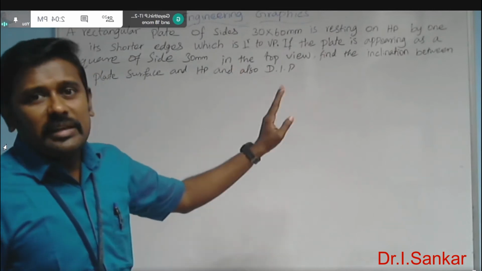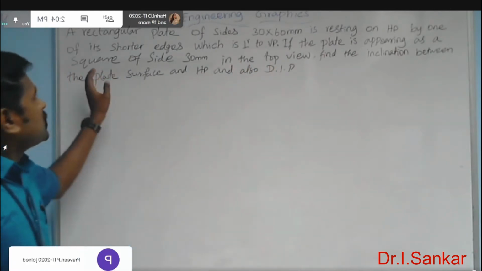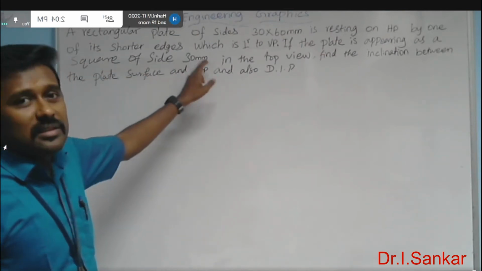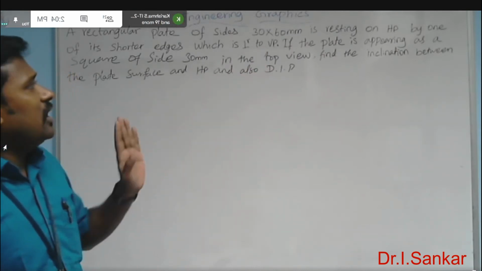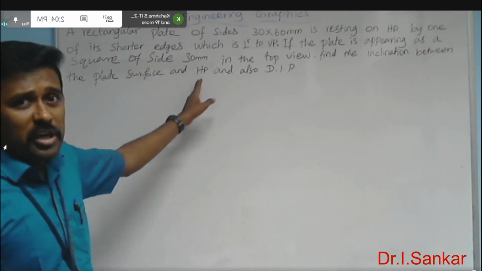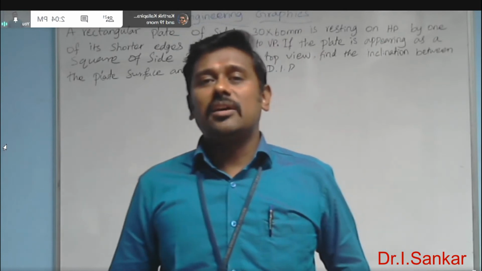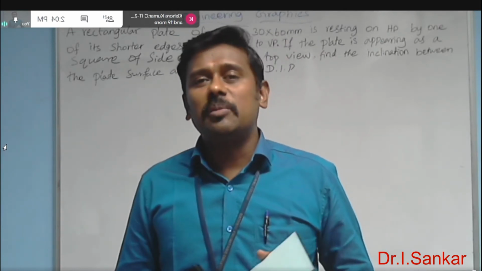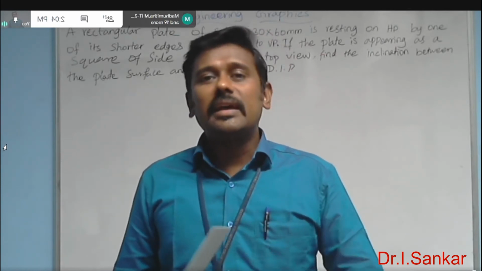If the plate is appearing as a square of side 30 mm in the top view, find the inclination between the plate surface and HP. Also draw its projections. So, not like the previous question, here the location and the position of the object with respect to HP and VP are not completely given. Some data are given and some data are indirectly given.